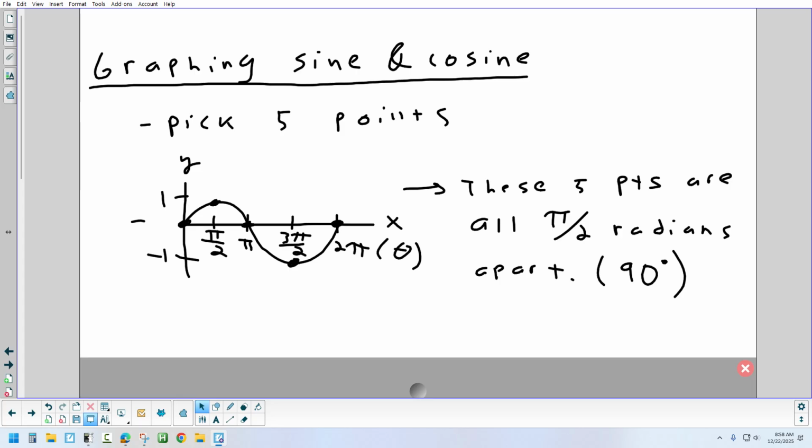And because we're going to graph only one cycle, this is what the graph is going to look like. Yes, the wave does continue on forever left and right, but the idea is if you can sketch one section, we know every other section looks the same. So all we have to do is sketch one cycle of the graph.